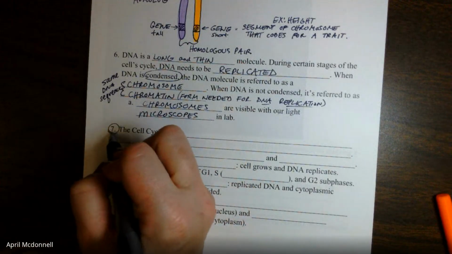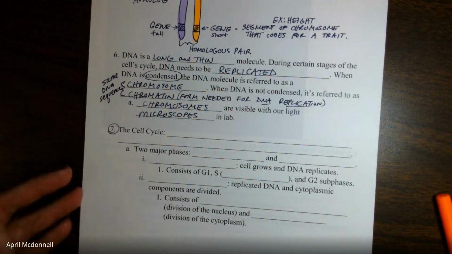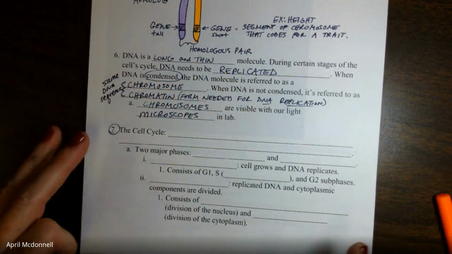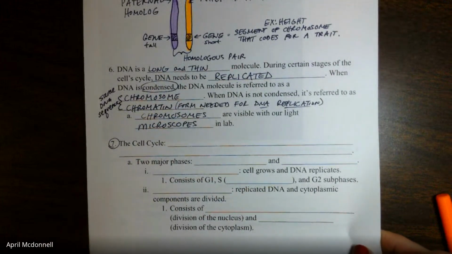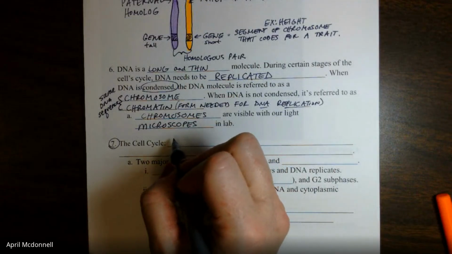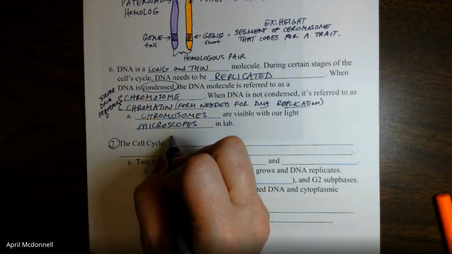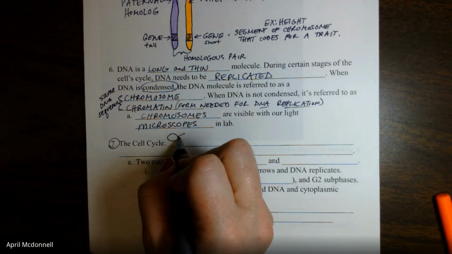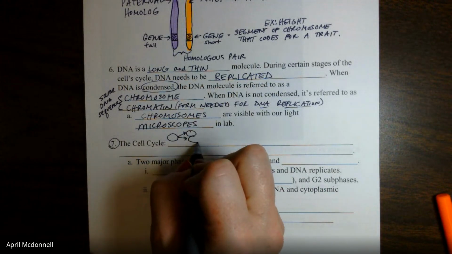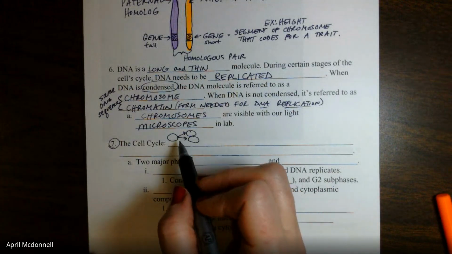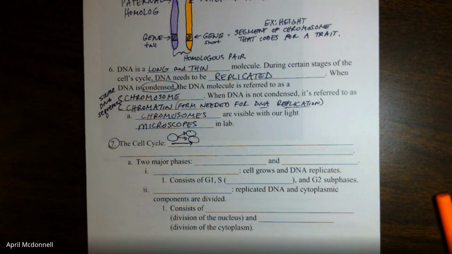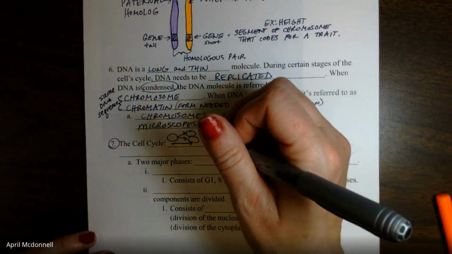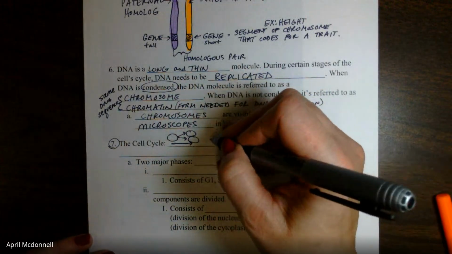So the next thing we need to do is talk about the cell cycle. Basically, the cell cycle is just made up of, you start off with one cell, and that cell divides and forms two cells. So we're going to talk about all the activity from the starting cell to the ending cells during this process. Let's go ahead and list the definition of the cell cycle.